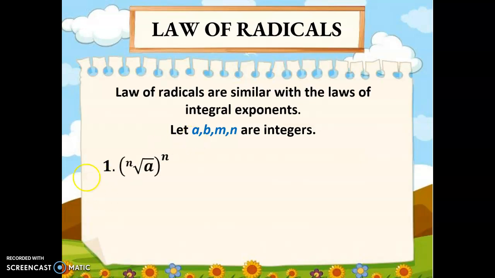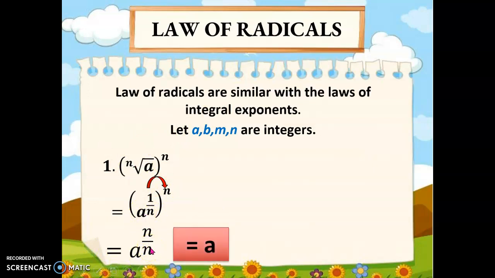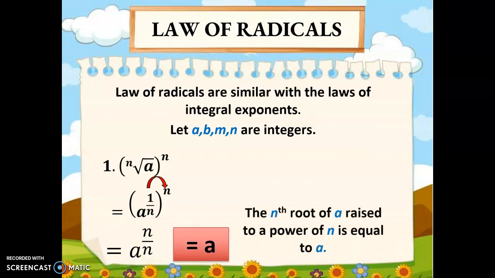Nth root of a raised to the nth power. The first thing you will do is write it in exponential form. This is the base, this is the index, which is the denominator, and this is the exponent. So, 1 over n raised to n. Next, multiply: 1 times n is equal to n, and n over n is equal to 1. So, the answer is a. That is, the nth root of a raised to the nth power is equal to a.